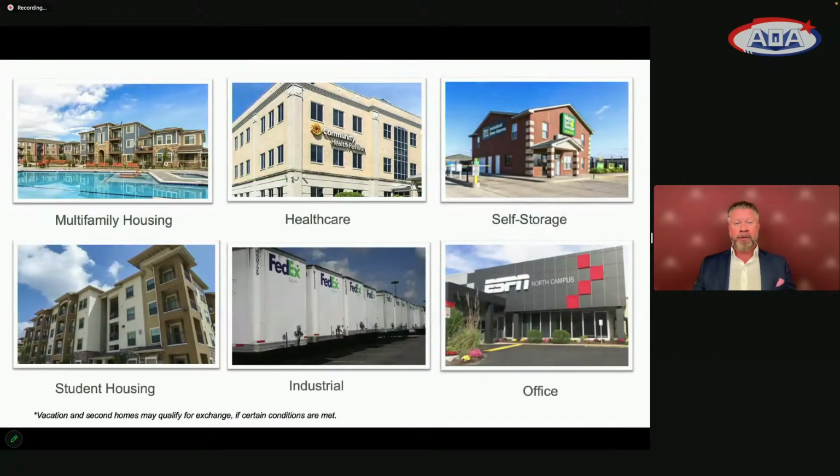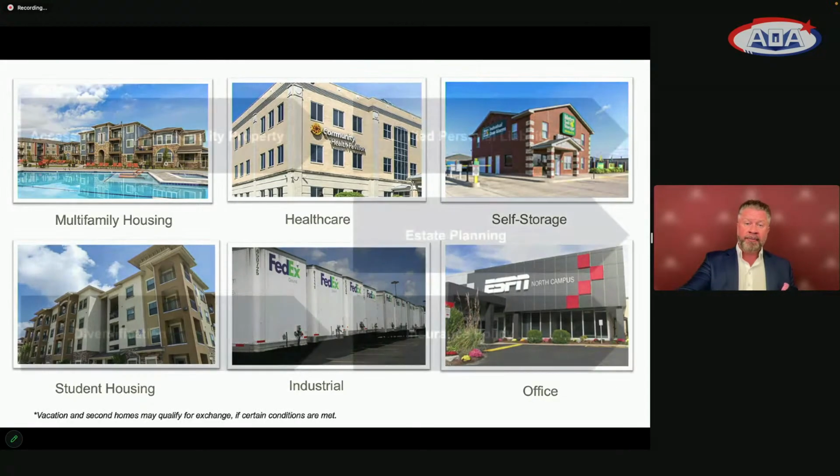ESPN, their corporate headquarters in Bristol, Connecticut, is an inland property. It's a Delaware Statutory Trust. FedEx facilities, a lot of those across the nations are DSTs, and we own a lot of them. Amazon facilities, the distribution hubs, some of those are DSTs. It could be student housing facilities, apartment buildings, healthcare, self-storage, hypothetically. Gives you an idea of the types of properties that exist for exchange needs in general. And these are constantly changing throughout the year, every month of the year.